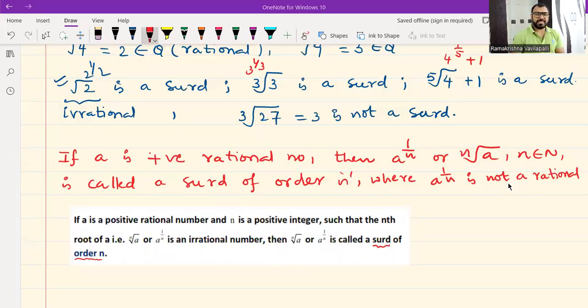So if a is a positive rational number and n is a positive integer, such that nth root of a, that is a to the power of 1 by n, is an irrational number, which means a to the power of 1 by n should not be a rational number, then a to the power of 1 by n is called a surd.